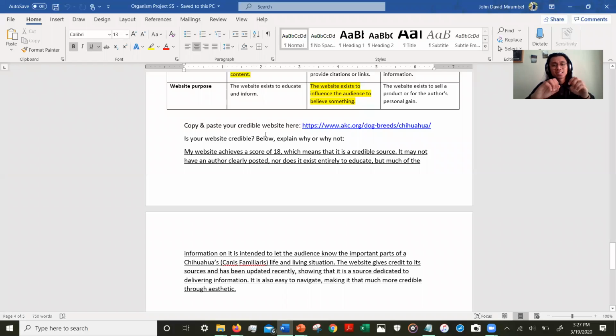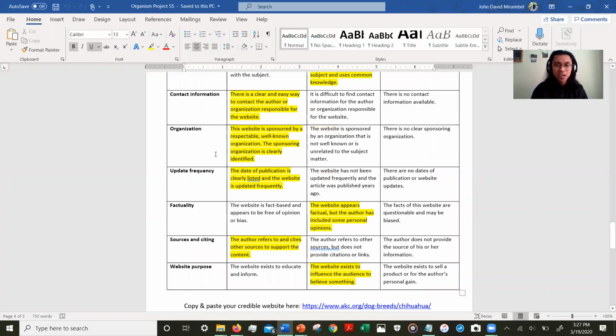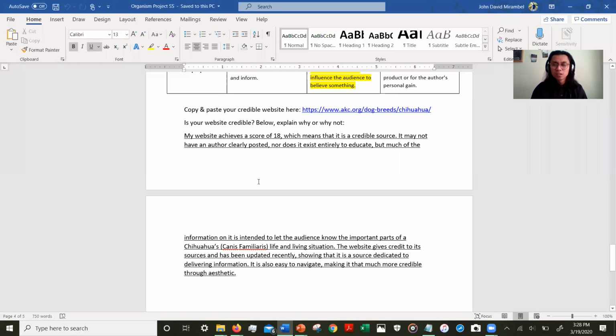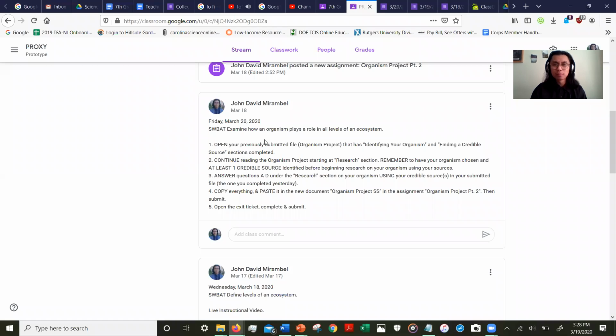Lastly, we should have had this last portion filled after we filled out the rubric. Here I copied my website below. I argued that my website was credible. It retrieved a score of 18, which means it's a credible source. Obviously, here's the scoring criteria. And I explained a little bit, you can read it on your own time over here, pause the video, why it's a credible source. Now that we've already have our previous file opened, we need to continue this project beginning at the research section.